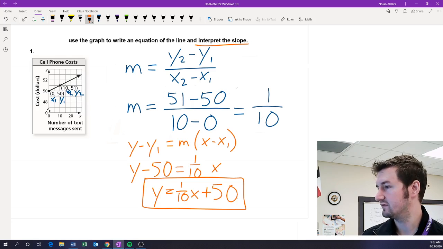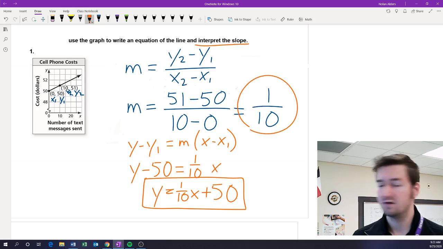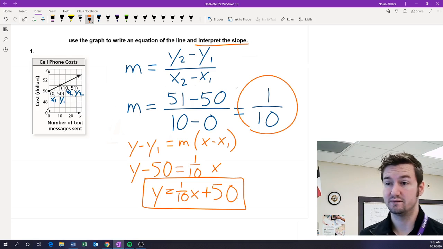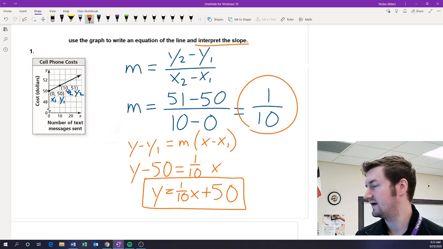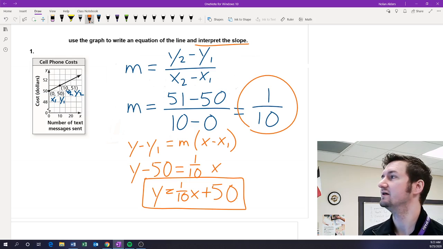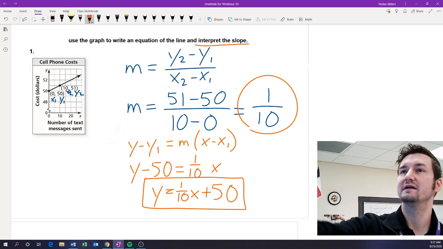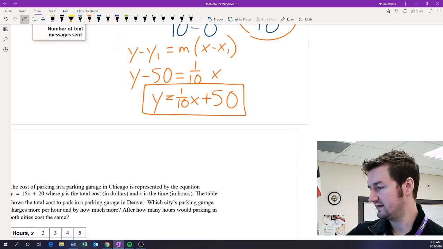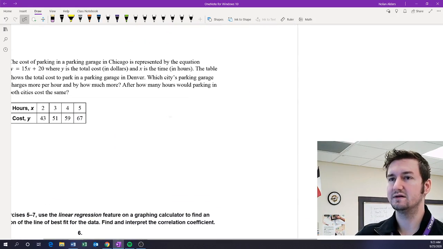So that's what our slope is telling us. 1/10 of a dollar per text. That would be 10 cents per text. So that's what that slope is telling us in this case. All right, let's scroll down and look at something a little bit different.